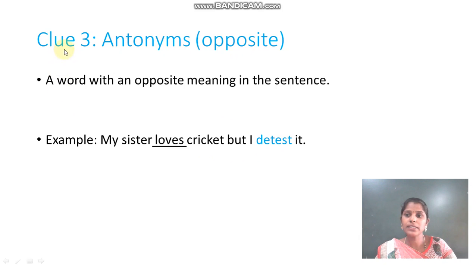Moving towards clue number three, antonyms. Antonyms are opposites. A word with an opposite meaning appears in the sentence. For example, my sister loves cricket but I detest it. Antonyms are opposite words. Loves and detest are opposites. Detest is nothing but hate.